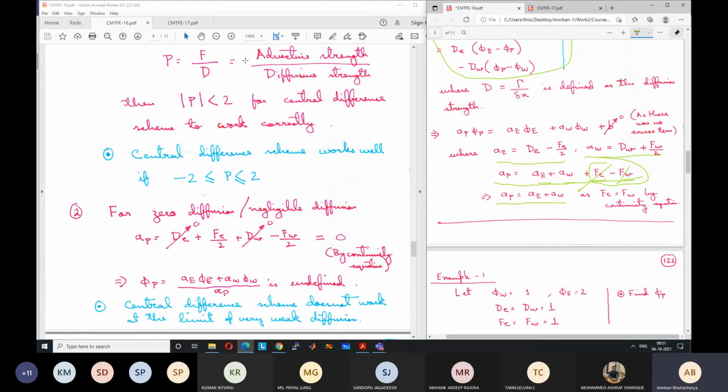At the limit of very small diffusion, the Peclet number will become very large. It will go beyond 2, obviously, and it will not work. So the central difference scheme does not work at the limit of very small diffusion. These are some of the limitations. Although we started with a common sense approach, it works only in some limited cases. In other cases, it is not going to work.